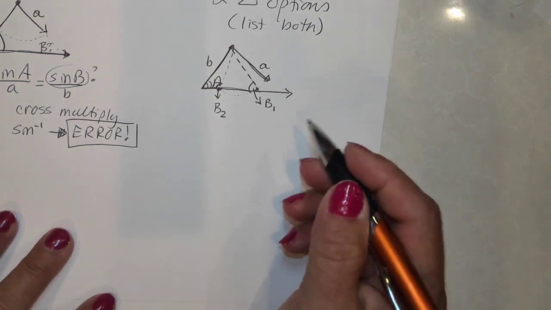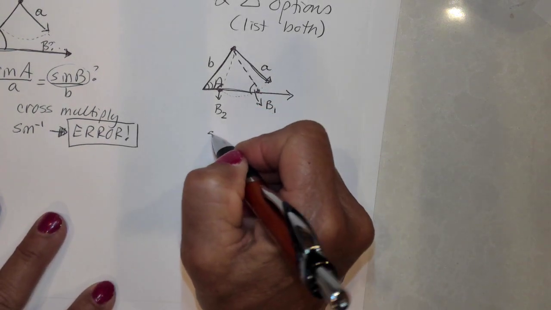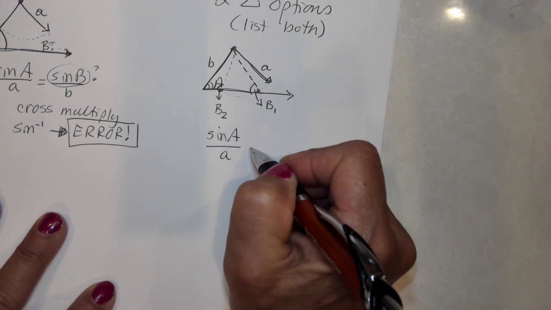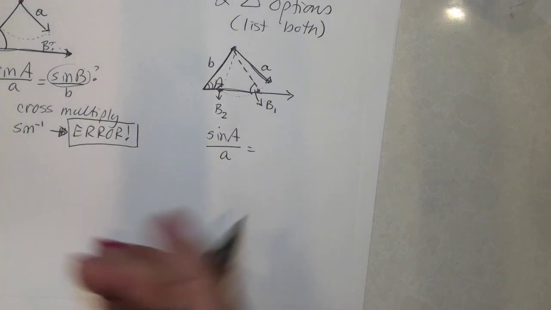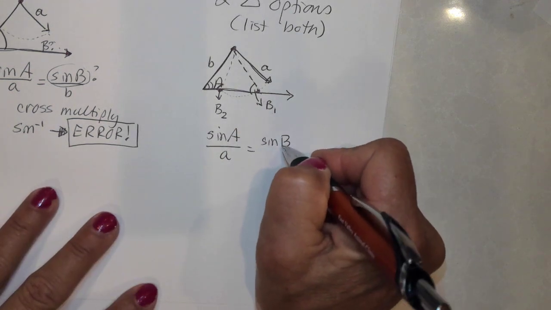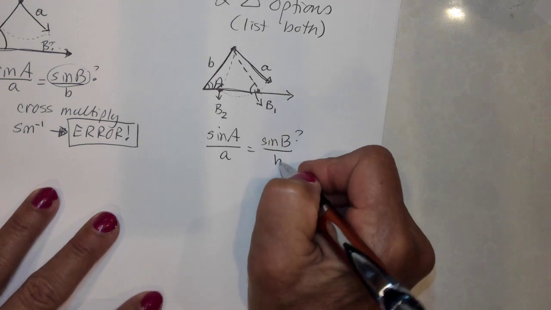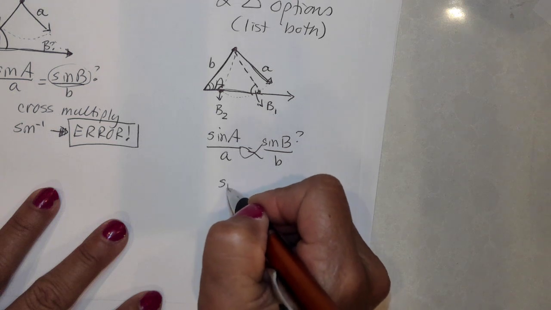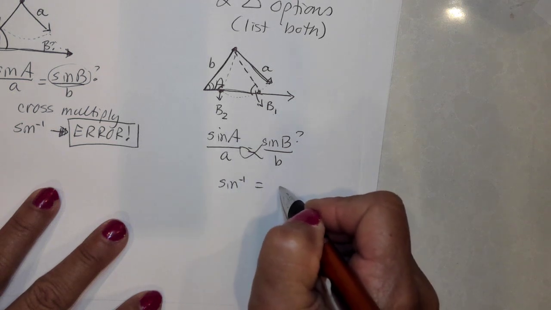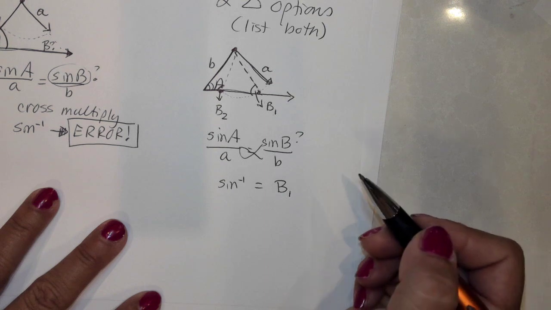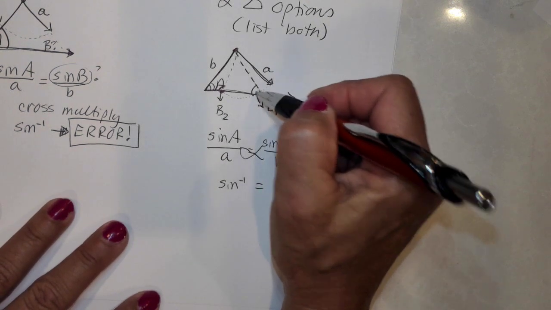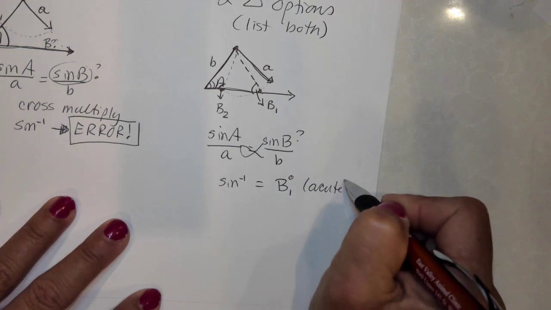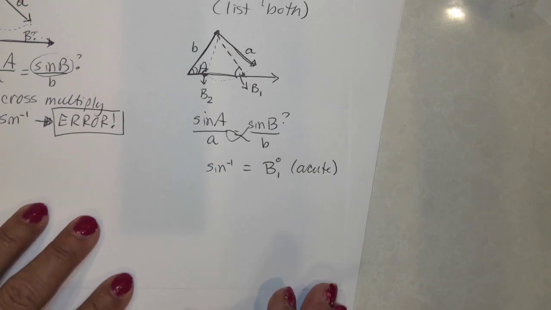So I would have to go ahead and set it up. What'll happen is I'll be doing the same thing. I'll set up the sine of the angle I was given over the side. Then I will set up the sine of the angle I'm looking for, that's the thing in question, over the side I was given. I'll go ahead and do my cross multiplying. And here when I go to do sine inverse, I'm going to get an answer for B1. And that's going to tell me the angle measure of this first option. This first option will always be acute, meaning less than 90.